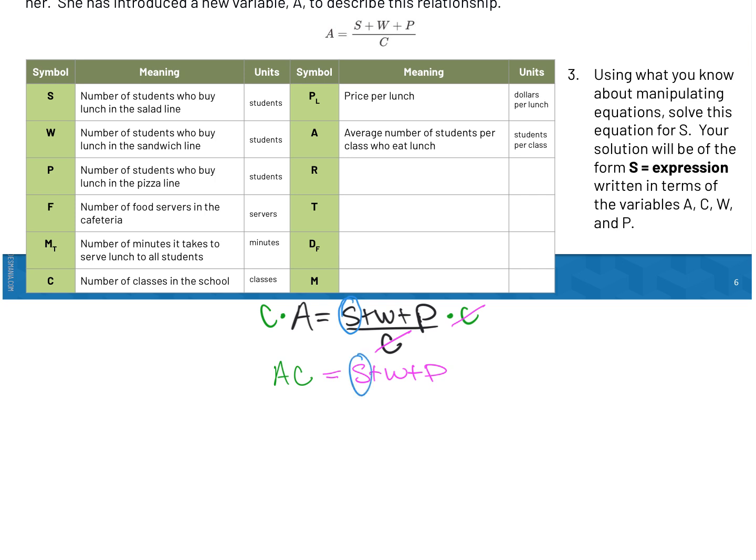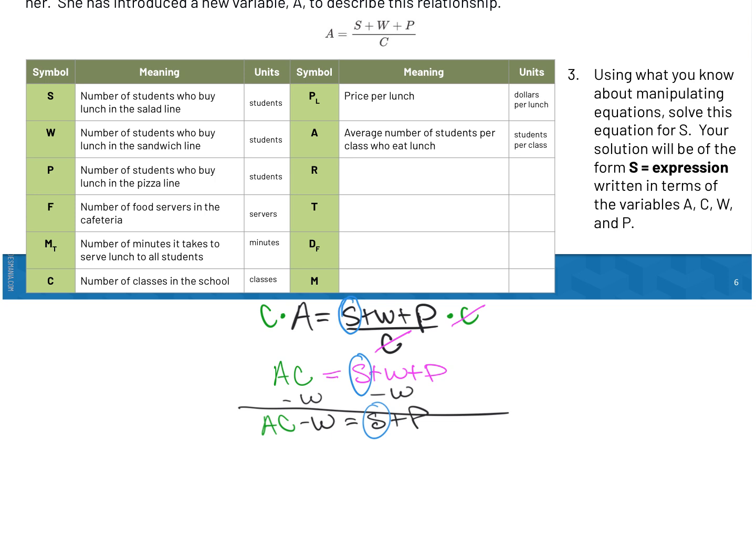Okay, now I'm still circling that S. S is what needs to be by itself. Who do I need to move? Well, it doesn't matter who we move first. I'm going to move that W. W is adding, so again, we're going to do the subtraction property of equality. We subtract W from both sides. Notice how we still have AC, and then we subtract off W because we can't combine them together. They're not exactly the same. S is still there, and we still have the plus P.